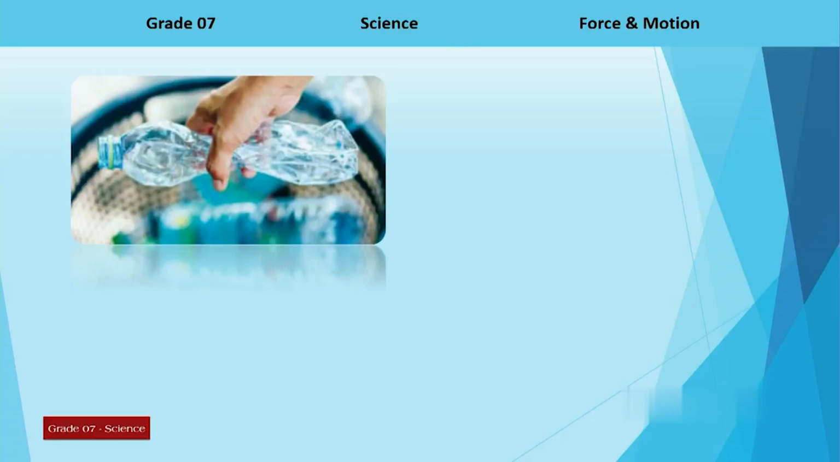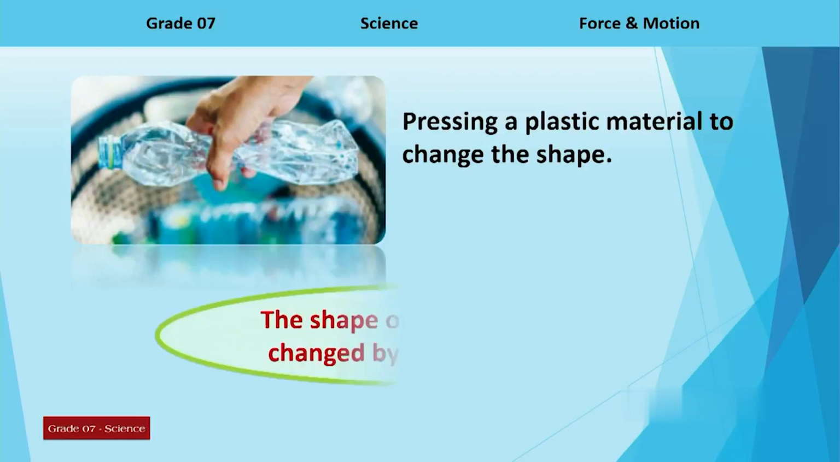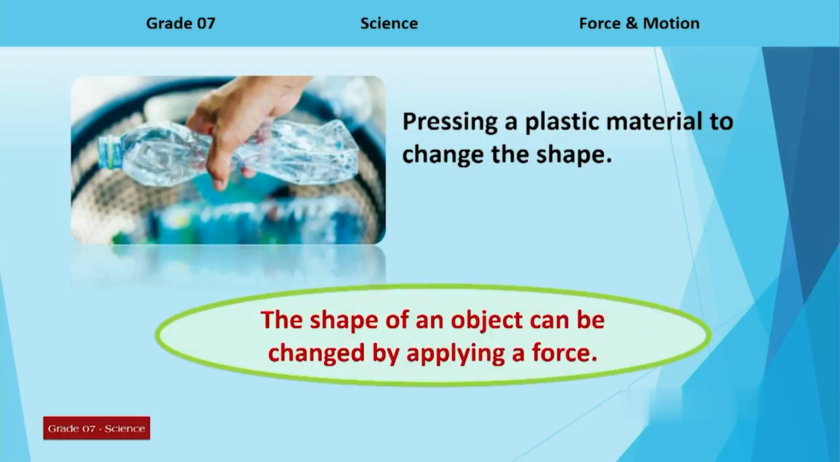In this picture, you can see how to press a plastic bottle by applying a force. Pressing a plastic material to change the shape. The shape of the plastic bottle can be changed temporarily by applying a force. The shape of an object can be changed by applying a force.